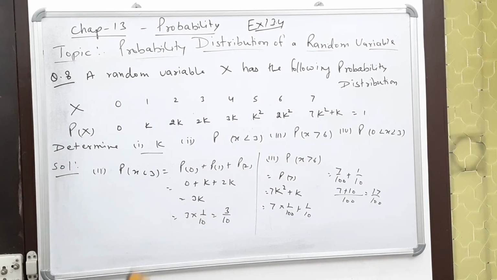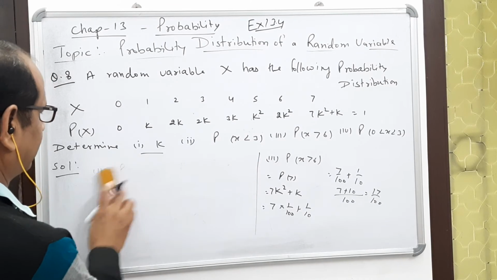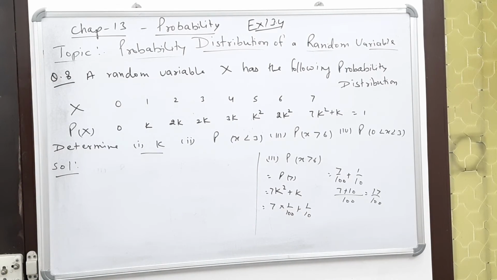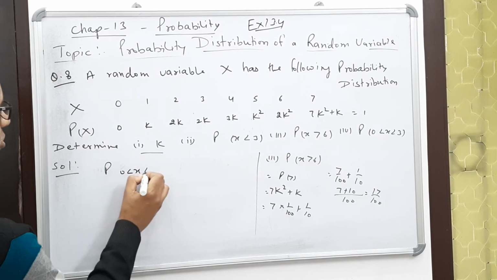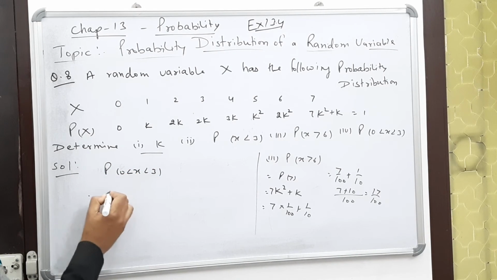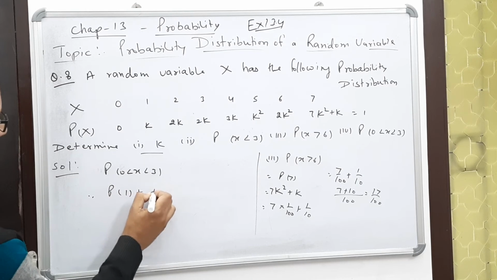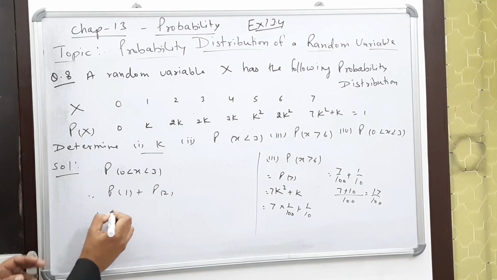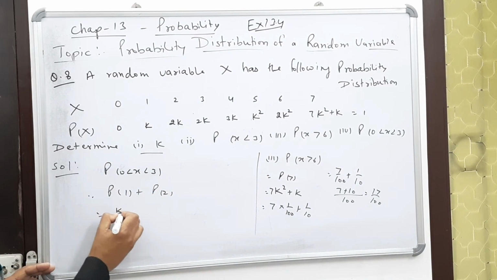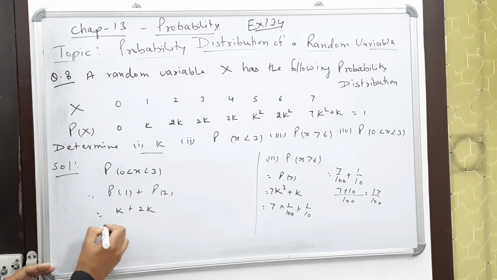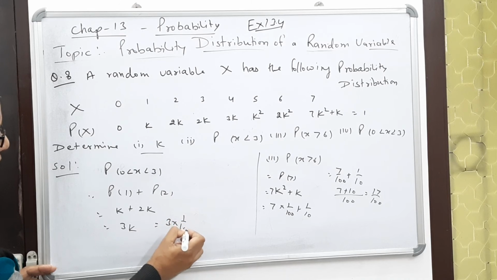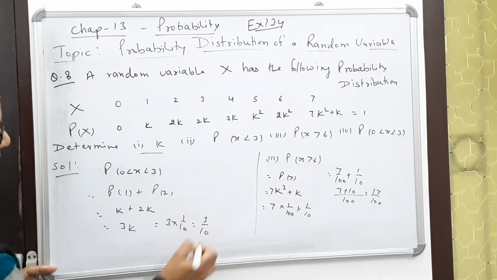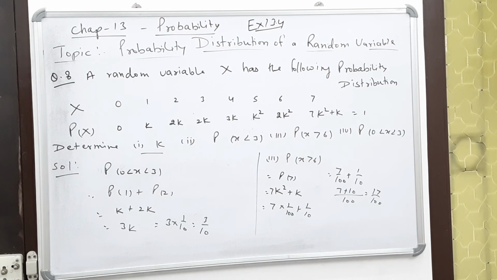The fourth part is the probability of X which is greater than 0 and smaller than 3. It means it is P(1) and P(2). What is P(1)? It is k. What is P(2)? It is 2k. So the answer is 3k, and 3k means 3 into 1 by 10. So for the last part the answer is 3 by 10.